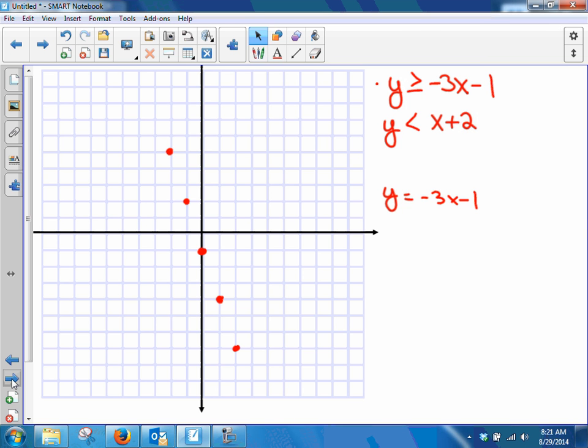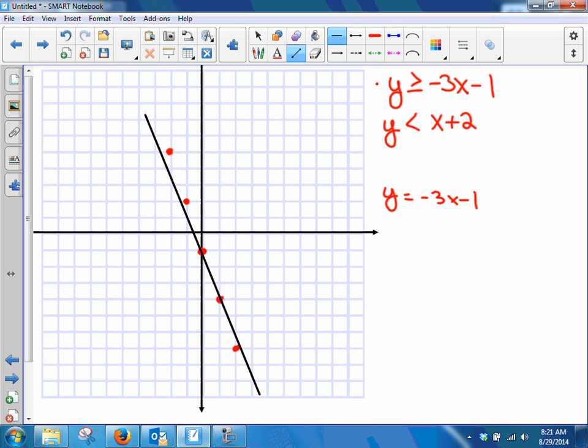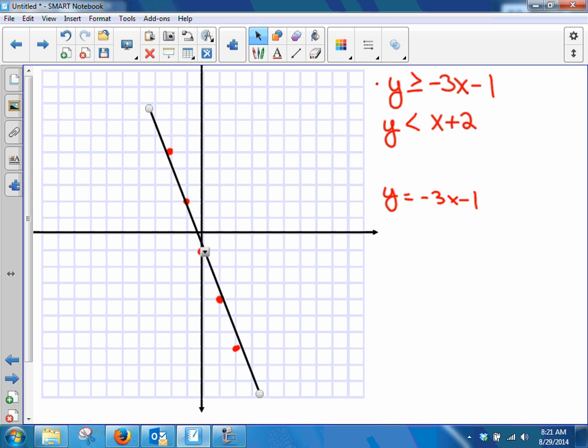I'm going to cheat and actually get this straight here. Okay, now, with it being greater than or equal to, should I have a solid line or a dotted line? Solid. Let me angle that a little bit. Cheating a little bit today.